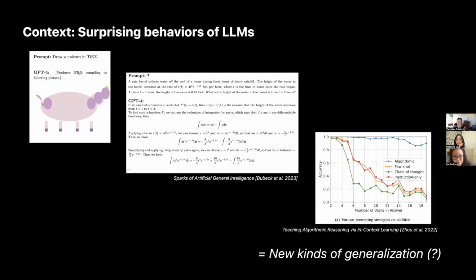Okay, so we've all seen a lot of very surprising generalization capabilities for large language models. They can draw unicorns in TikZ. They can solve math problems. They can even learn algorithms in context. And we want to understand where this capability is coming from.